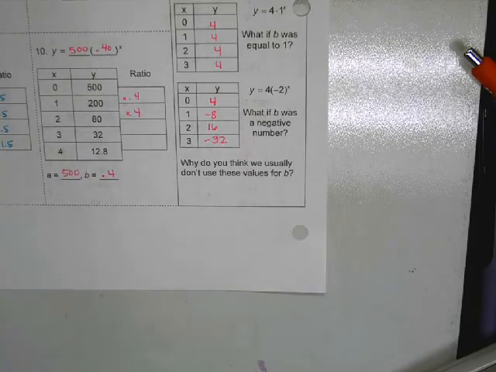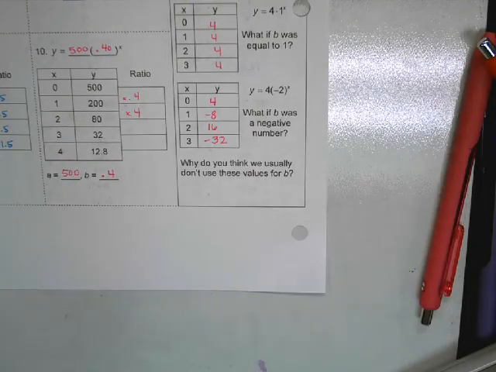So your base can't be negative. Now, your a value can be a negative, but your base cannot. So the thing that your exponent is attached to will not be negative, even though sometimes your a value might be. All right, is everybody good so far?